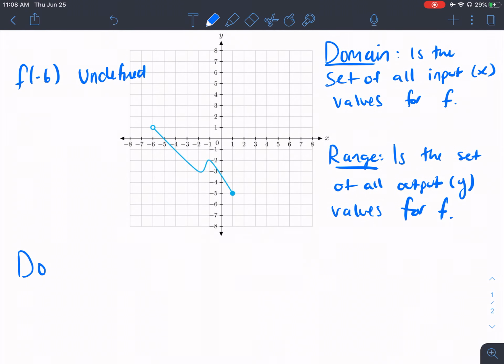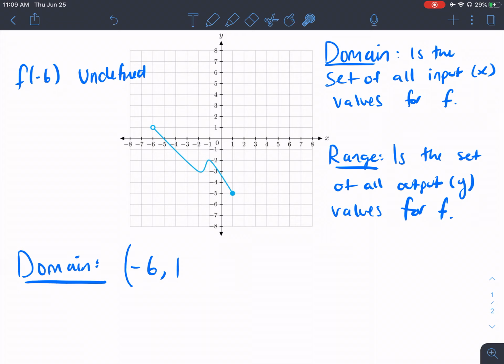So if we want to write the domain in interval notation, we see that up to -6, that's the first endpoint, but it is not included, so we're going to use a parenthesis to say it's not included. But anything greater than -6 is included. All these x values after that do correspond to a point on my graph, up to +1. But +1 has a filled-in circle. That means it is part of my graph.